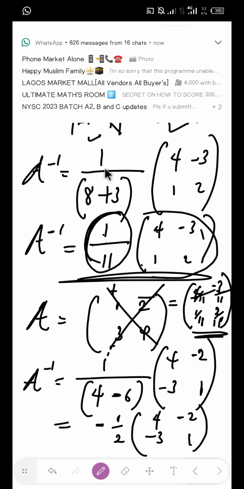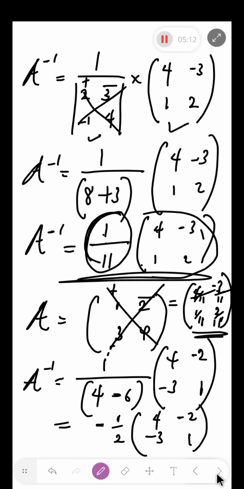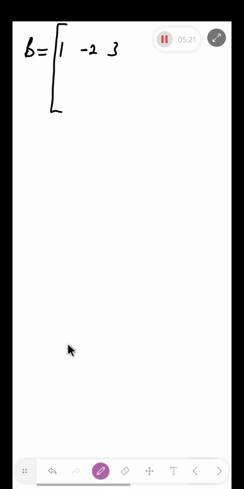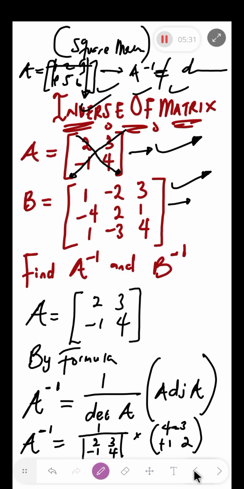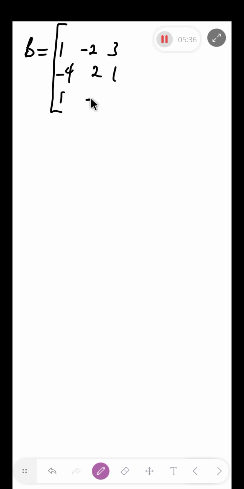Now, let me quickly pick up this one, which is 1 minus 2, 3. Okay, matrix B is 1 minus 2, 3. And I also have minus 4, 2, 1. Let's check. I have 1 minus 3, 4.